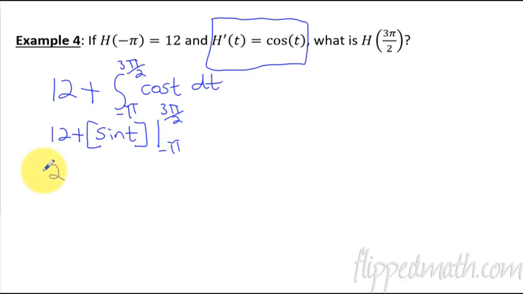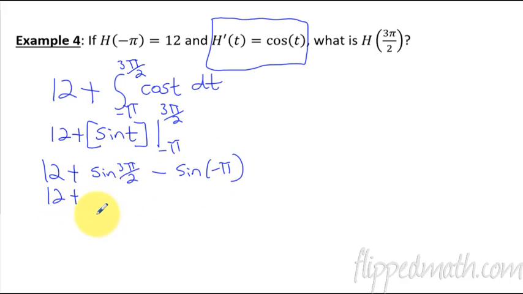All right, so now we go 12 plus, plug in sine 3 pi over 2 minus sine, plug in a negative pi. So this is 12 plus sine of 3 pi over 2, that is negative 1, minus sine of negative pi, that is a 0. So it's 12 minus 1, 11. H of 3 pi over 2 equals 11. Okay, so similar to what we've already done, again, it's just integrating this derivative to help us figure out how far it's moved from negative pi to 3 pi over 2.